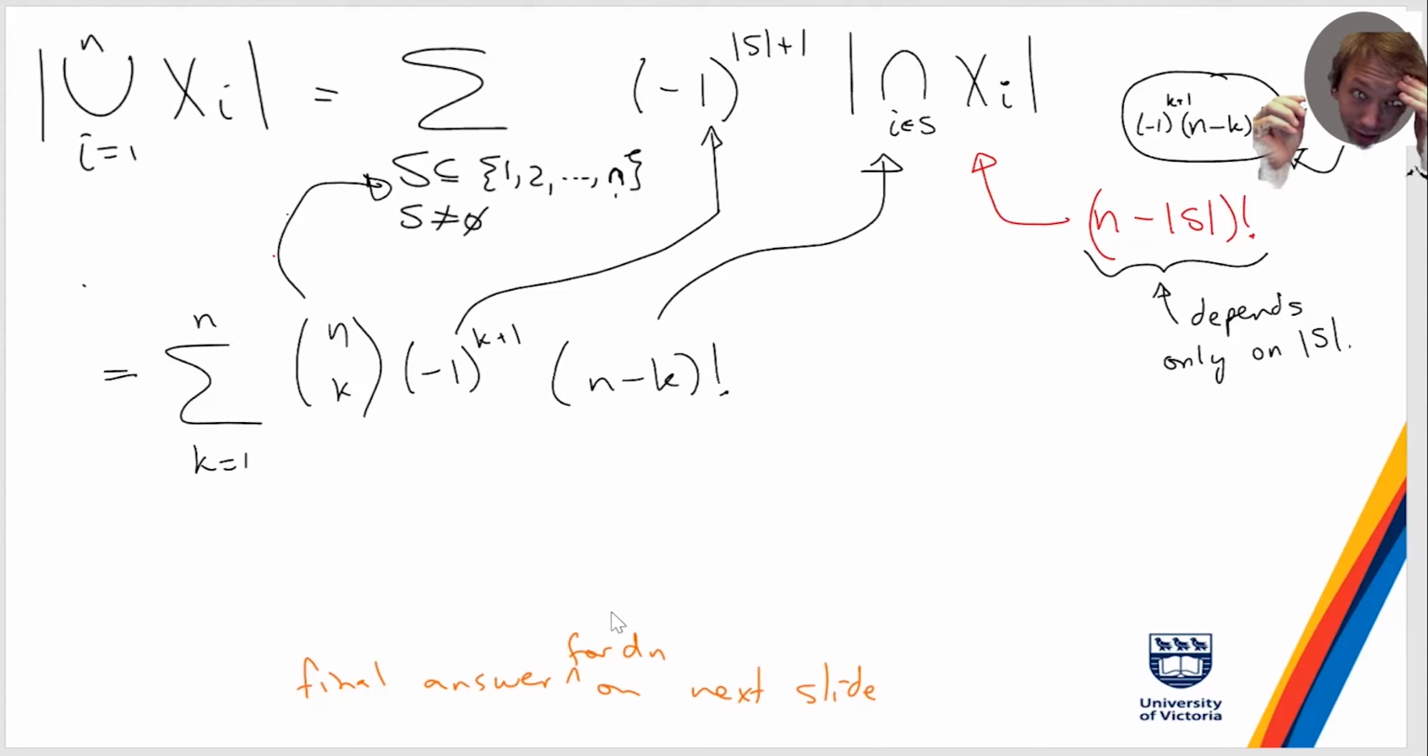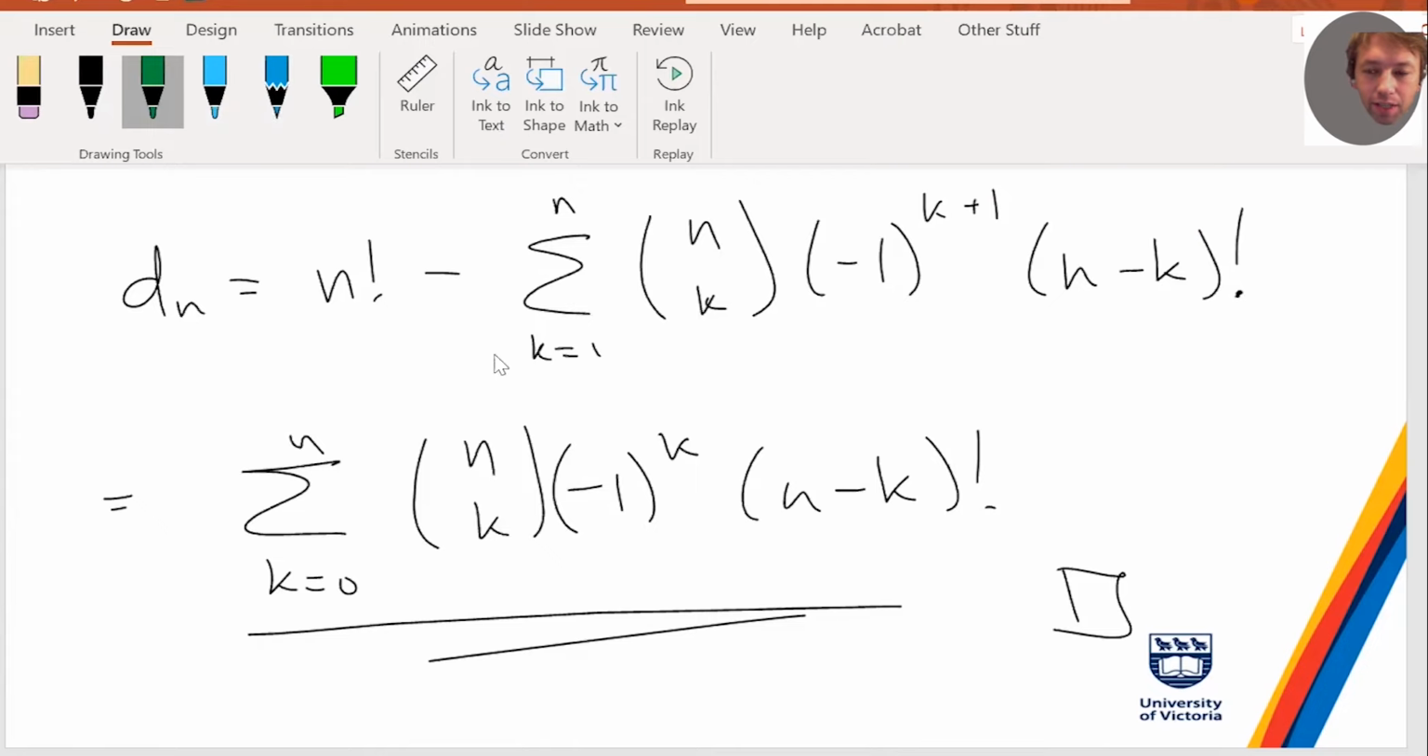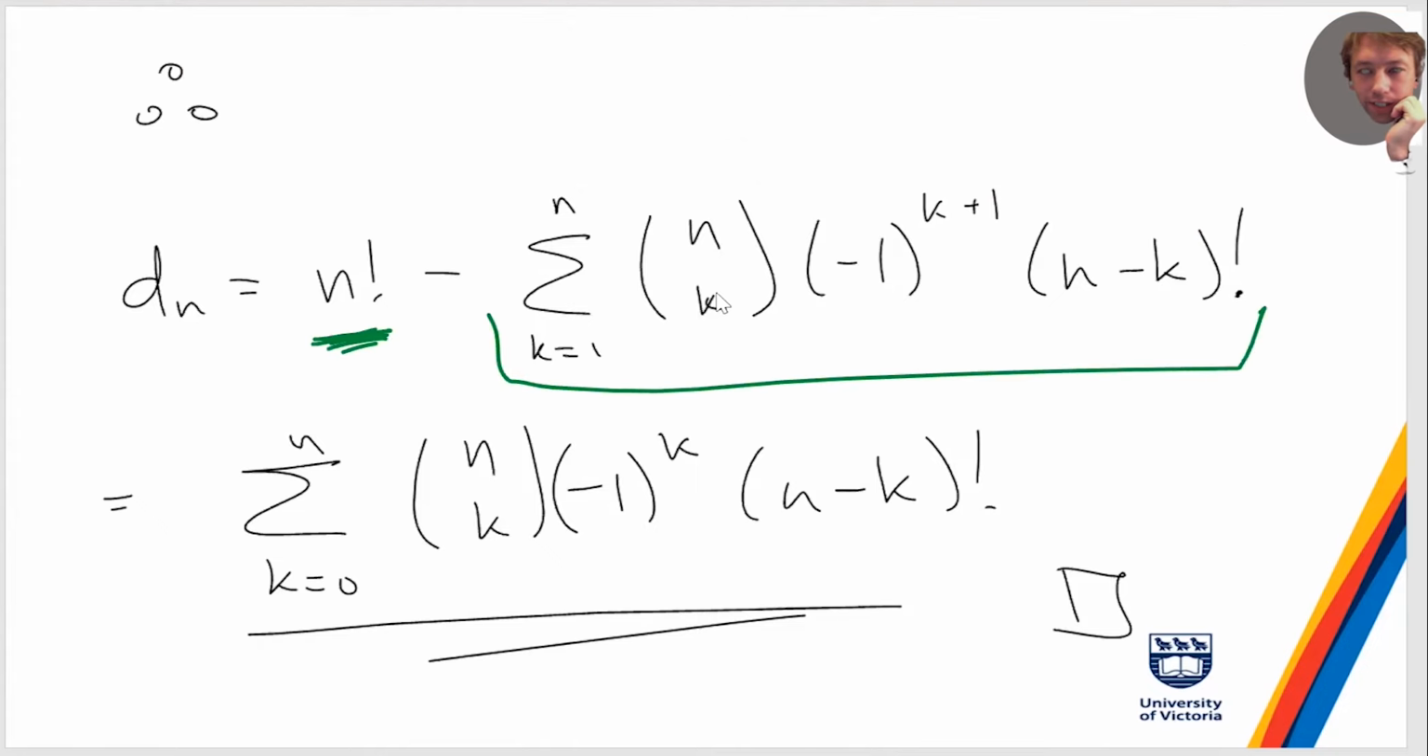You have to not forget that this isn't the answer; this is the count of what we want to throw away. So the final answer is you take all of the permutations, which is n factorial, and subtract the ones you didn't want, which is the expression on the previous slide. And if you check that, again, magically, this turns out to have a nice formula. I can now write this as the sum for k equals 0 up to n of n choose k, (-1)^k, (n-k) factorial.